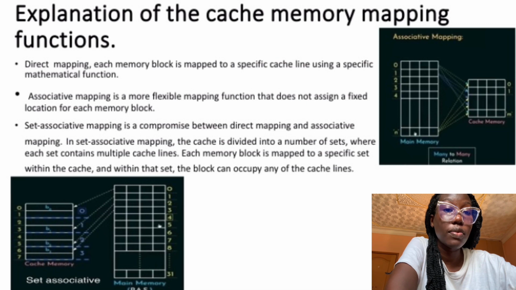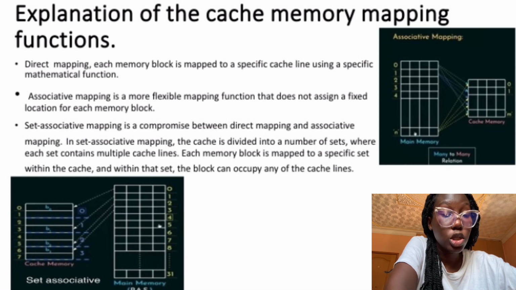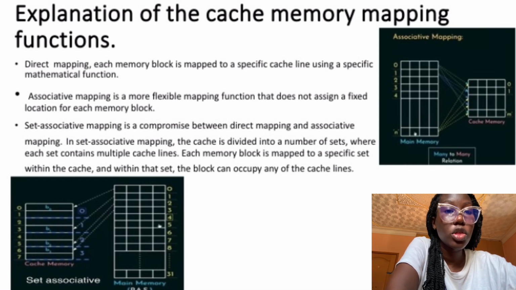Moving on to associative mapping, which is a bit more flexible compared to direct mapping, since it does not assign a fixed location for the memory blocks. Instead, each memory block's address is stored alongside the corresponding data in the cache. This is an advantage because it allows faster retrieval of data, as any memory block can be stored in any cache line.